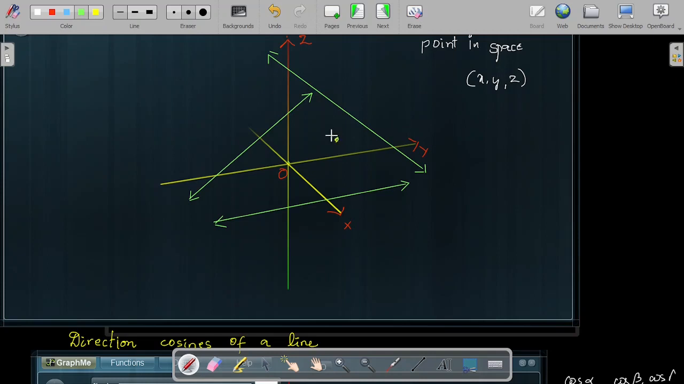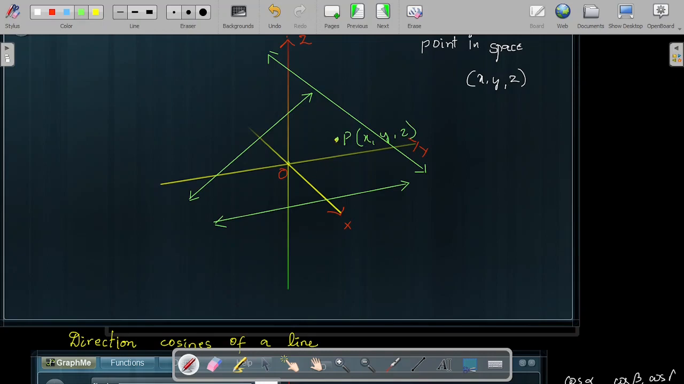So now the point can be anywhere in space. If you want to locate that point in space, we need a frame of reference, and that frame of reference is nothing but the Cartesian coordinate system. So in the case of three-dimensional geometry, there are three axes: x-axis, y-axis, and z-axis, and the point is denoted using the coordinates x, y, z.